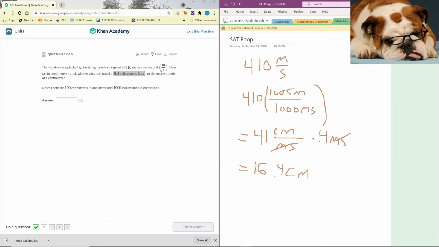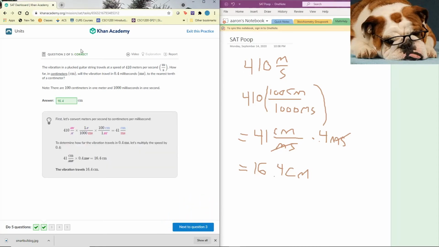And it's asking for the answer to the nearest tenth of a centimeter. That's that 0.4. So we have everything we need. So let's enter that in. And look at that, correct.